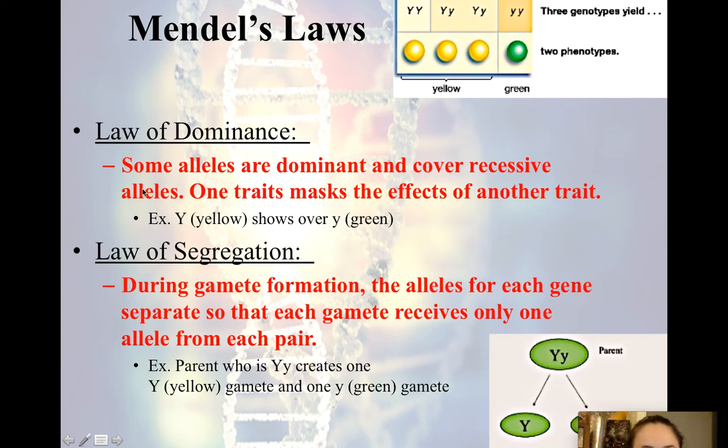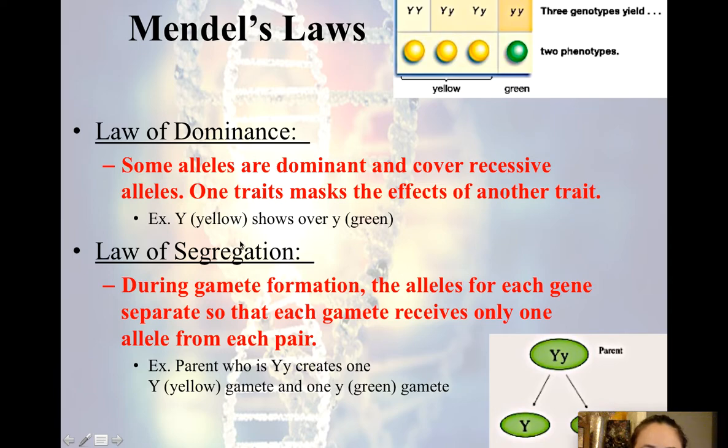So one law is the law of dominance, and that is that some alleles are dominant and cover the recessive alleles. One trait masks the effects of the others. So in the TED video that you guys saw, the yellow trait shows over the green trait. In the previous slides that I showed, the purple allele would show over the white allele.